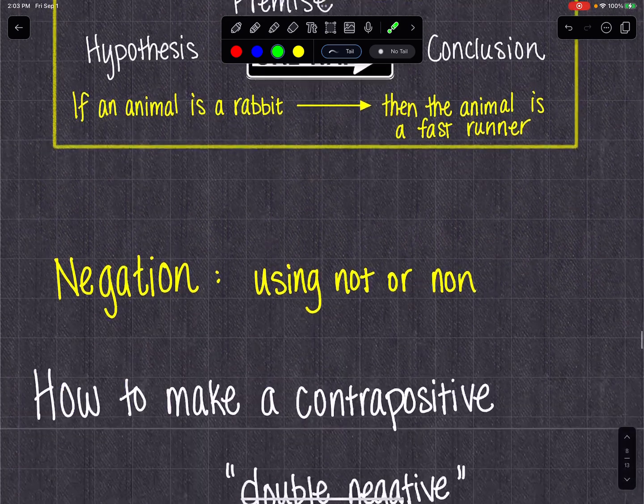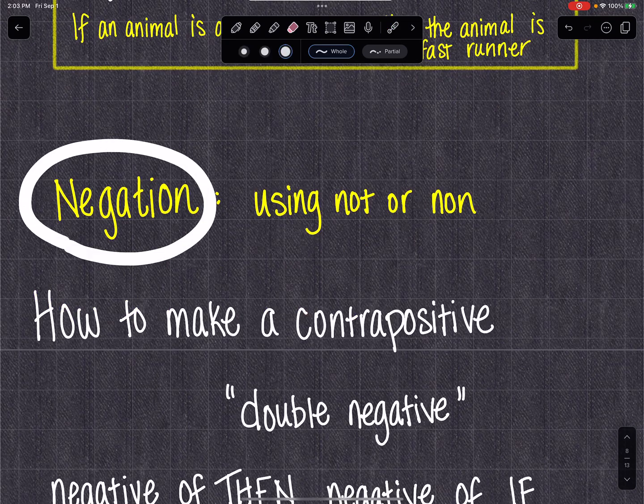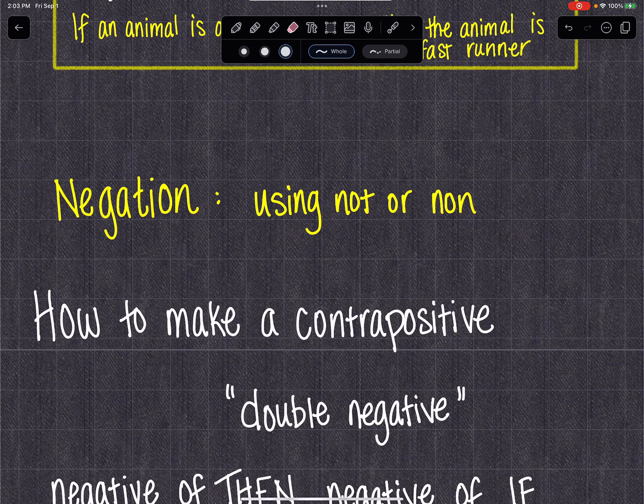Okay, now, speaking of negation or changing it, think of the word negative. Negative is when you use the word not or non, like this is a non-rabbit. That would be like negating it, right? A non-rabbit. So that changes the statement.